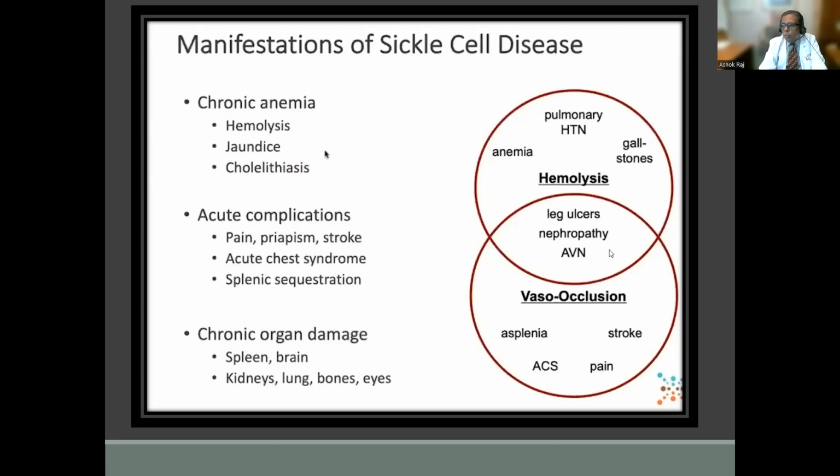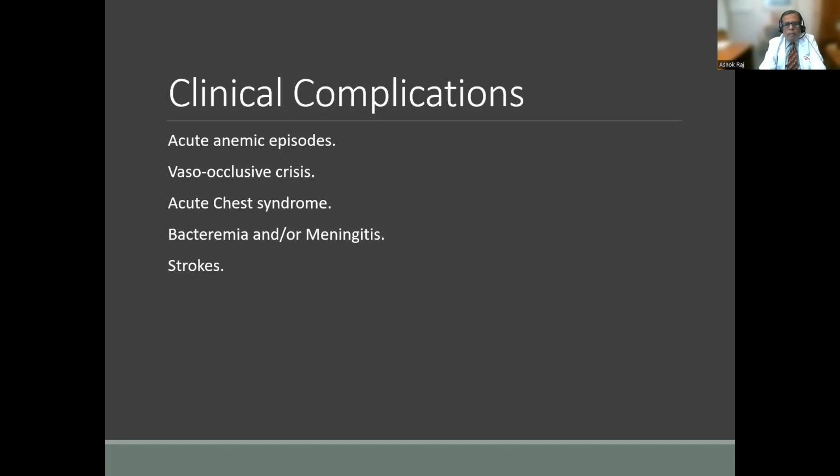So there is a lot of overlap of the two phenotypes in sickle cell disease. We will not be able to cover all the complications of sickle cell disease, but we will address some of the complications today. Let us look at these which I plan to cover today: acute anemic episodes, vaso-occlusive crises, acute chest syndrome. We'll talk about infections as well as strokes.